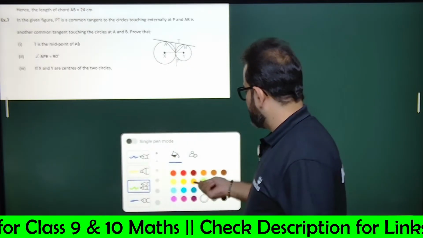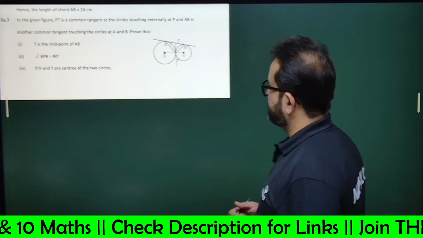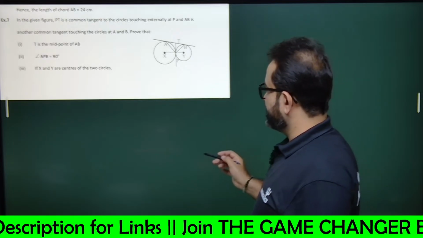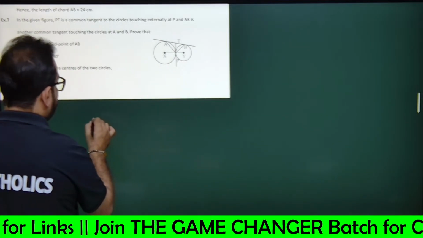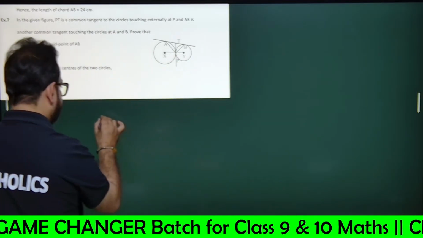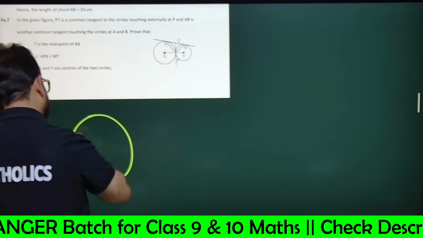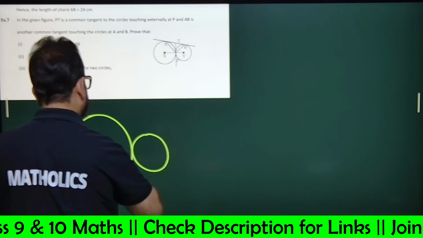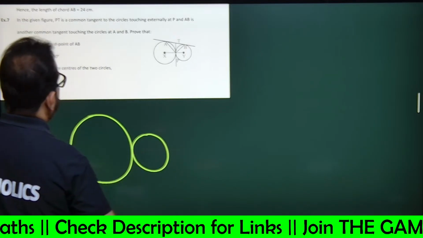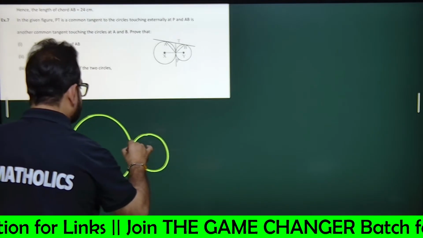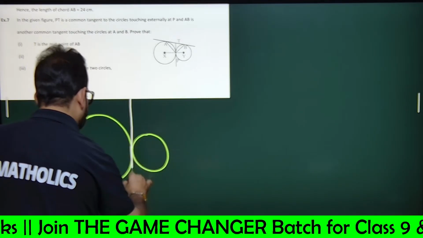In the given figure, what the figure says? The figure says PT is a common tangent, right? I'll draw it again. This is the bigger circle, the larger circle, right? And it's a smaller circle, right? Start drawing the figure along with me. In the given figure, PT is a common tangent, right? This is a common tangent, PT.